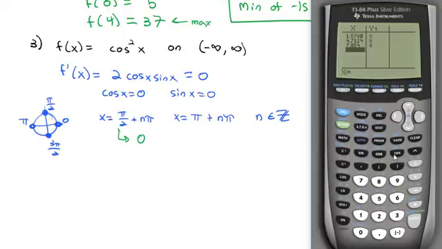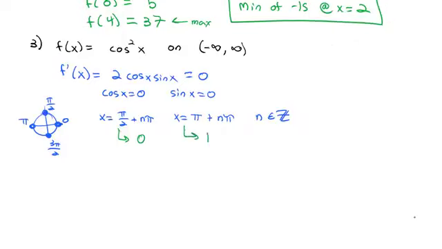Let's try the other ones. Let's just try pi plus n pi from our second, from the sine. So just pi is equal to 1. What if we do pi plus pi? Pi plus 1 pi. Also equal to 1. What about pi plus 2 pi? Also equal to 1. What we see is each of these always equals 1.